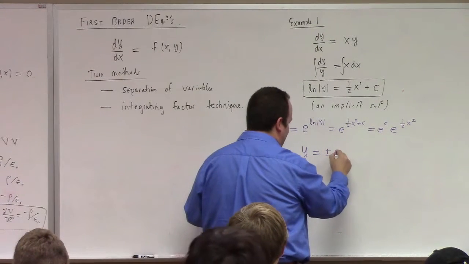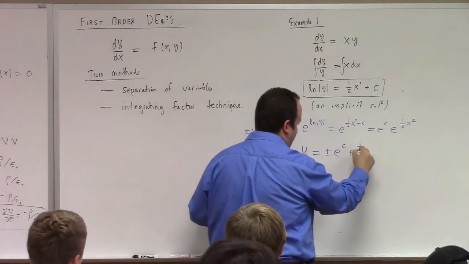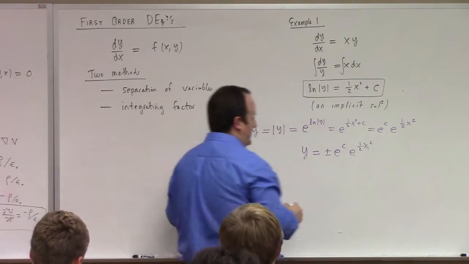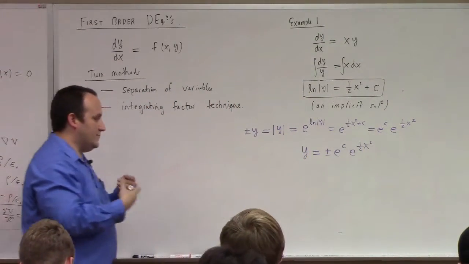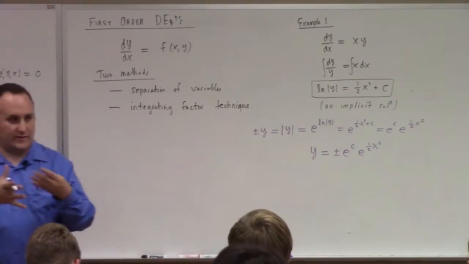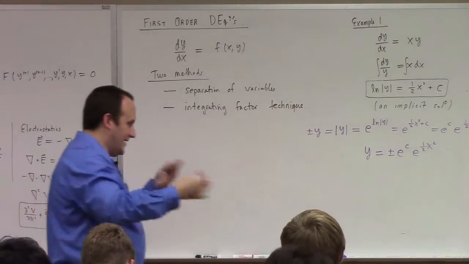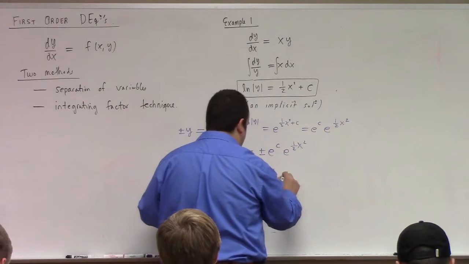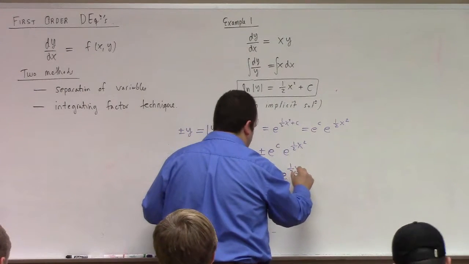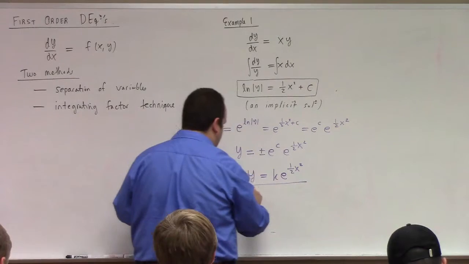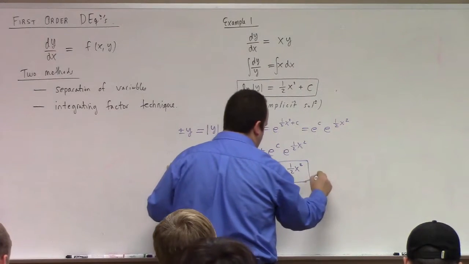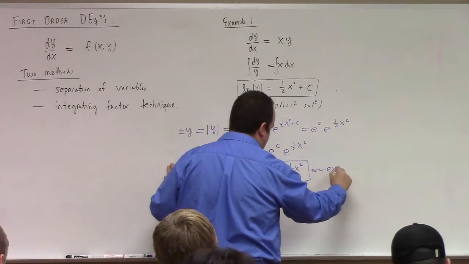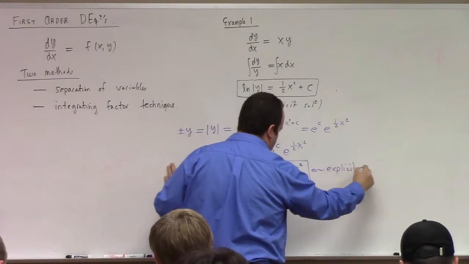All right, plus or minus e to the c, e to the 1/2 x squared. And so this plus or minus e to the c is just a constant, right? So we might as well just call it k and be done with it. Okay, so y equals k e to the 1/2 x squared, and there you go. That's an explicit solution.